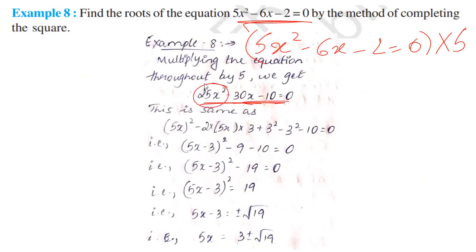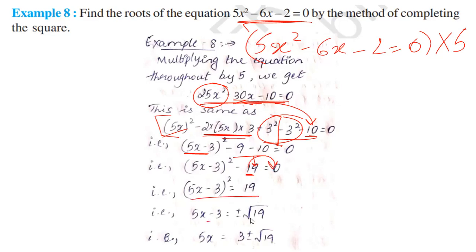This is 5x square basically, and then this can be written as 2 into 5x into 3, and then add and subtract 3 square in order to complete, and write this as such. So you see, this portion becomes an identity of 5x minus 3 the whole square. Remaining portion, write it as such. Solve this over here. You will get it as minus 19. Take this minus 19 onto the other side. Okay, you get this. Then take square root throughout.